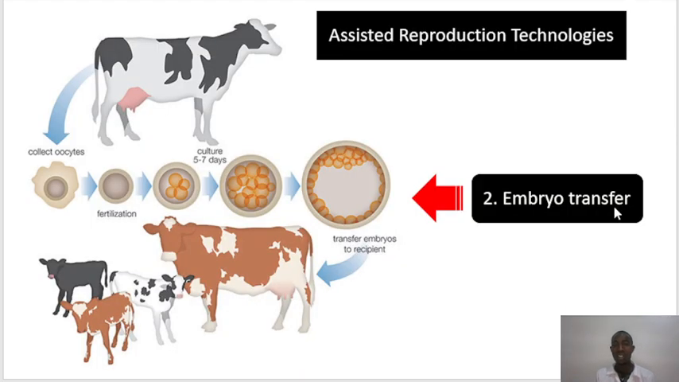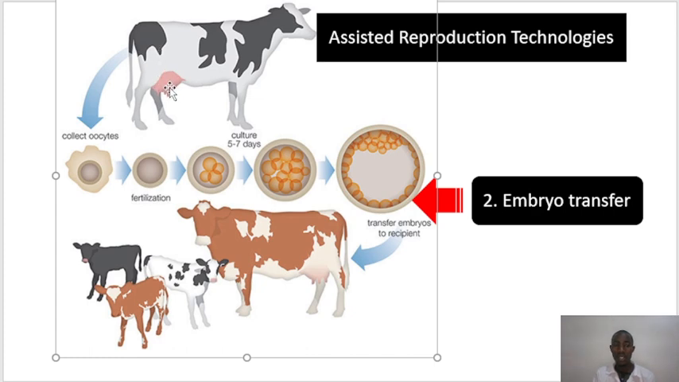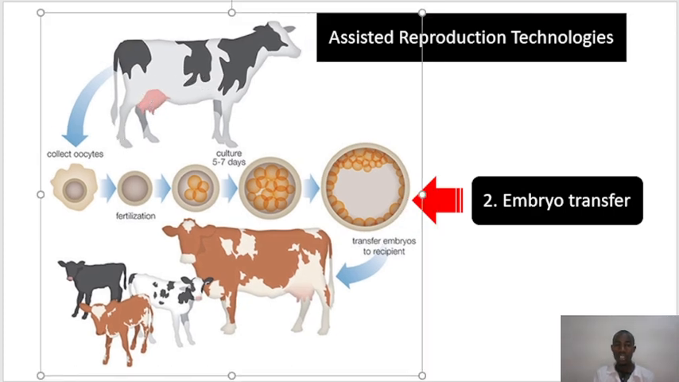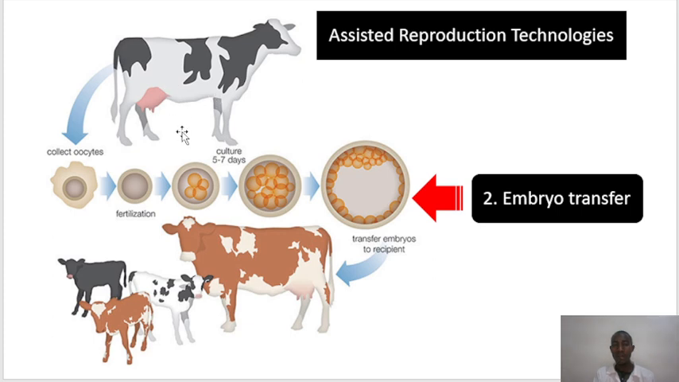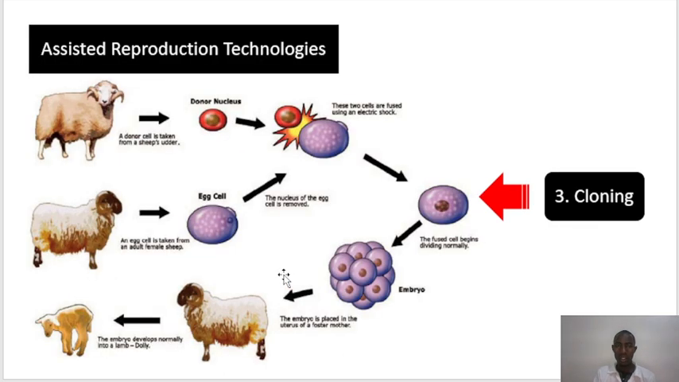Then we have assisted reproductive technology. The second one is embryo transfer. Here we have the donor, then we have the recipient. The donor will give us these oocytes, which are the eggs, the ovum. Then, after fertilization, we shall take the embryo to another mother, which is the recipient mother. Another technology is cloning, and so far we have had successful cloning in a sheep. We produced a lamb called Dolly, who had the same characteristics as the mother.